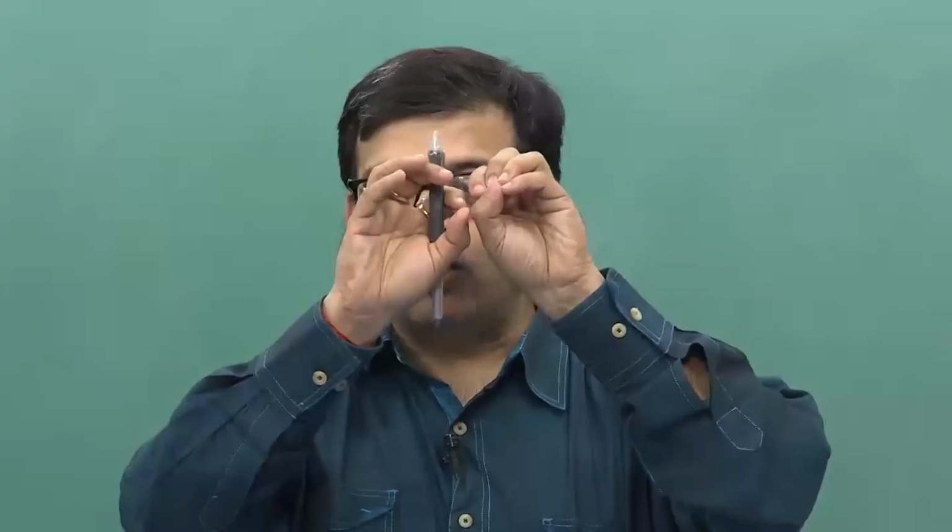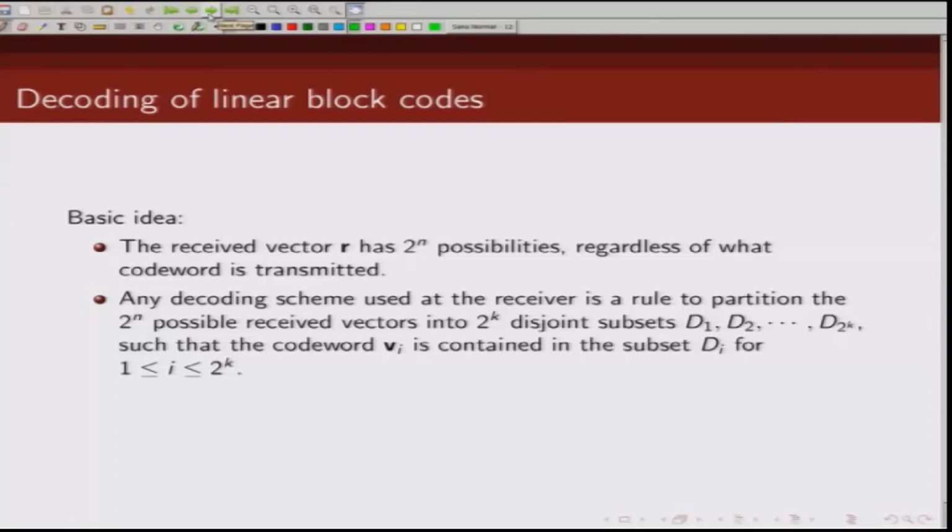So, you can think of we have a total of 2^n possibilities, and we want to partition these into 2^k different balls in some sense, and each ball has one code word associated with it. That is basically our decoding problem. How do we partition these 2^n different possibilities into 2^k sets is what we are going to talk about. Any decoding scheme is basically to partition these 2^n possible received code words into 2^k disjoint subsets.